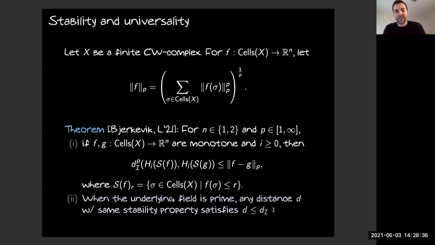This actually is the largest, this p presentation distance is the largest distance satisfying this. This is the universal distance with the same stability property. So this is, I think, a very reasonable sense in which this is a distance that is reasonable to choose for your LP extension of the interleaving distance.